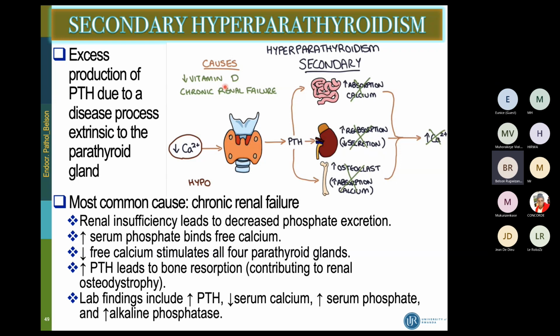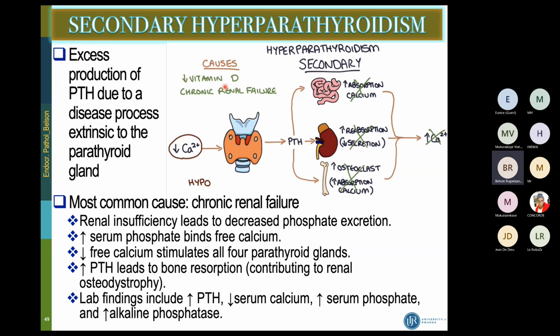And also when someone doesn't have enough vitamin D, because vitamin D is usually involved in the reabsorption of calcium at the glomerular or nephron level, but also vitamin D helps the absorption of calcium through the intestine. So the renal insufficiency or renal failure will lead to decreased phosphate excretion.